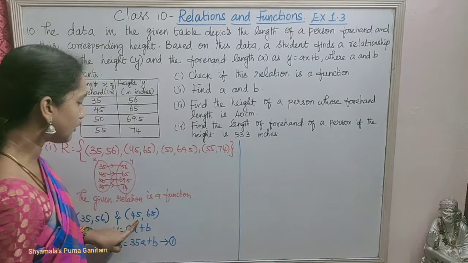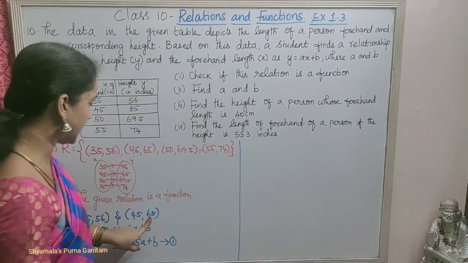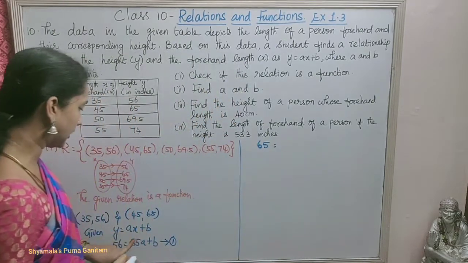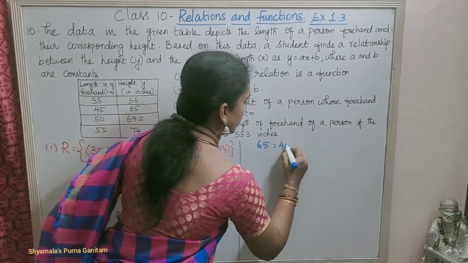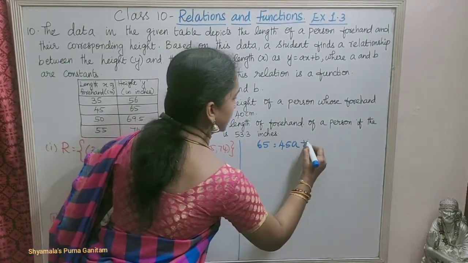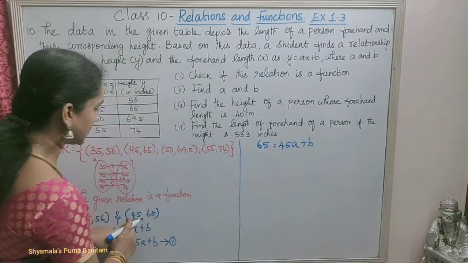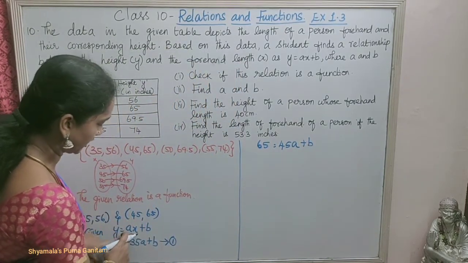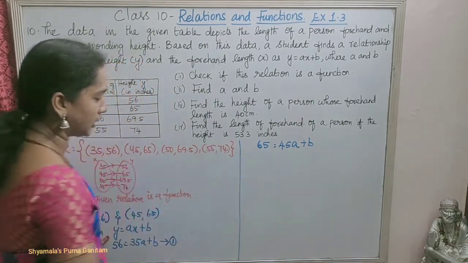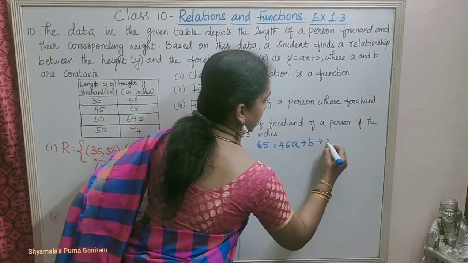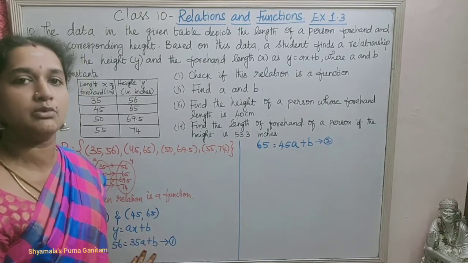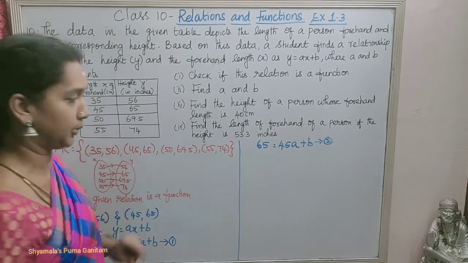So the other set is 45 and 65. So the y value is 65 here. Y is equal to ax, that is 45a. Y is equal to 45a plus b. So here the x value is 45, that we have to substitute here. So we will get 45a, and the y value is 65, that we will substitute on the other side. So this is the second equation. So these two equations, we are having two variables. We will solve these two equations.